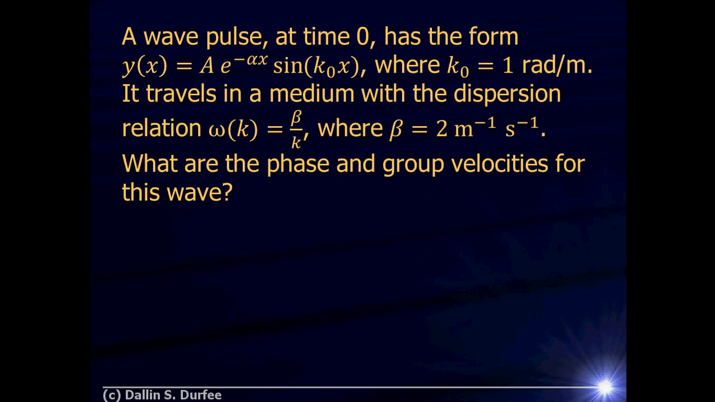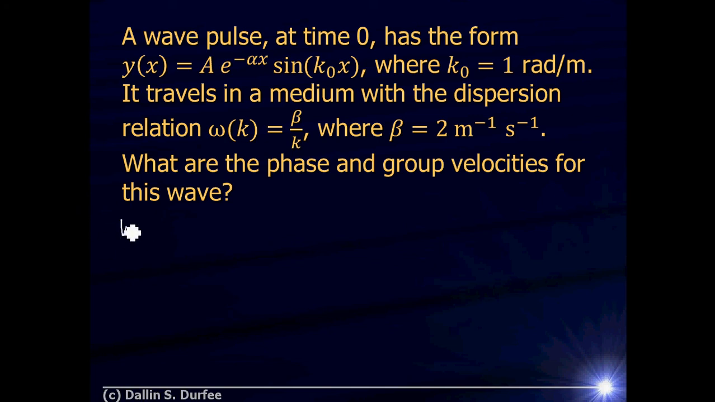Now, if you're in the major section and you studied dispersion, here's a problem for you, an example problem using dispersion. A wave pulse at time t equals 0 has the form y of x equals A times that, where k naught is this. It travels in a medium with the dispersion relationship that, where beta is a constant. What are the phase and group velocities of this wave?